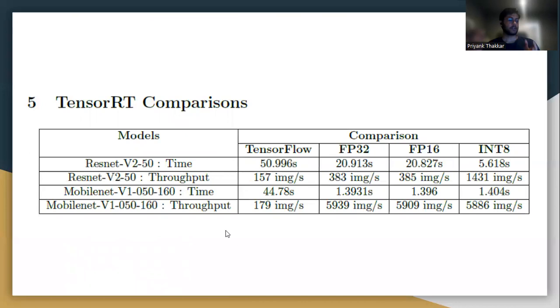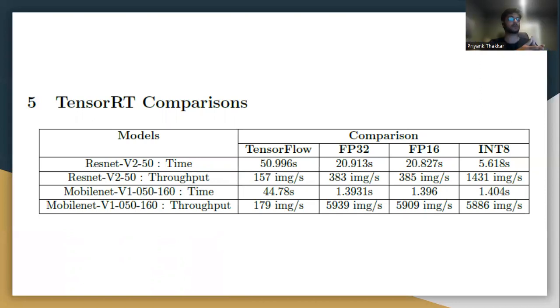Now, if we compare those two models, as we can see, the ResNet version of TensorFlow takes 51 seconds, but the MobileNet version takes 45 seconds. And integer 8 for the ResNet takes 5.6 seconds, but in the MobileNet, it takes 1.4 seconds. The thing is, again, it's the structure of the model. ResNet structure, as you can see, is like a bottleneck, bigger to small. But MobileNet separates its structure and processes in parallel. That's why MobileNet is very famous for its speed.